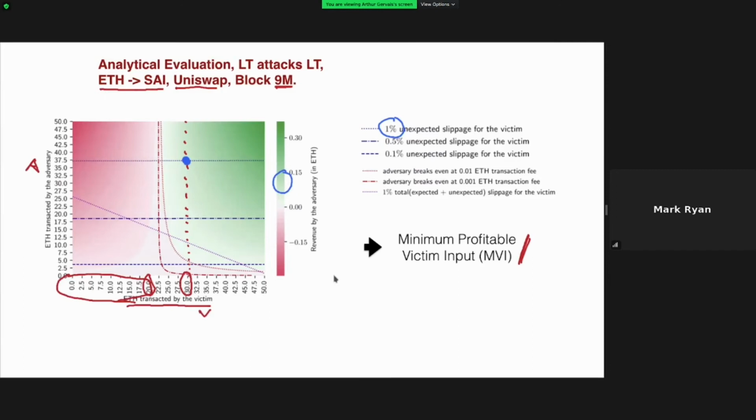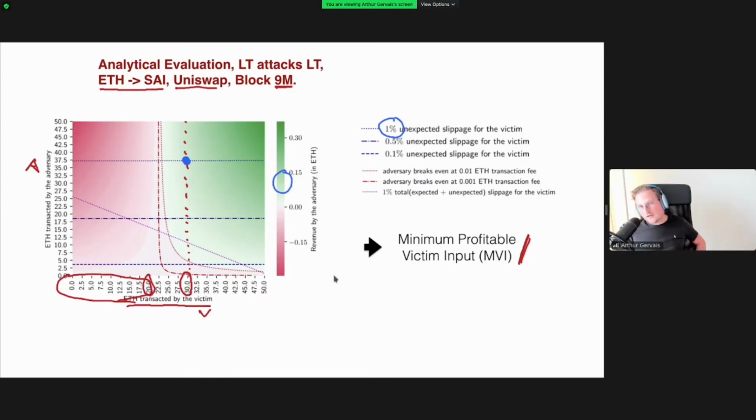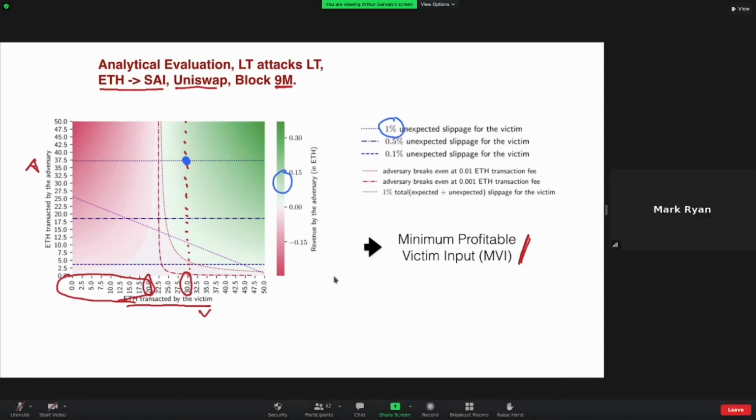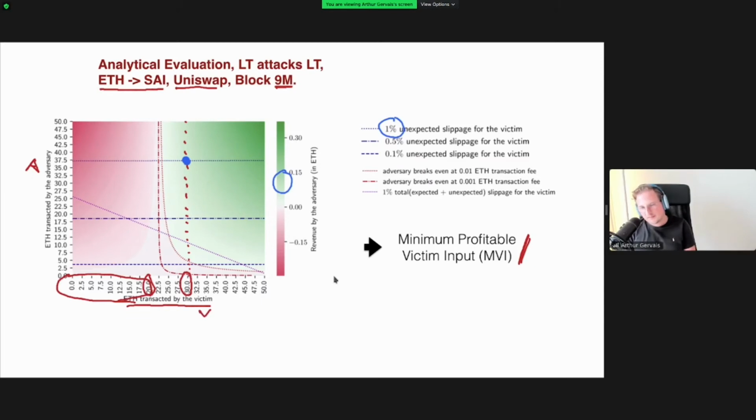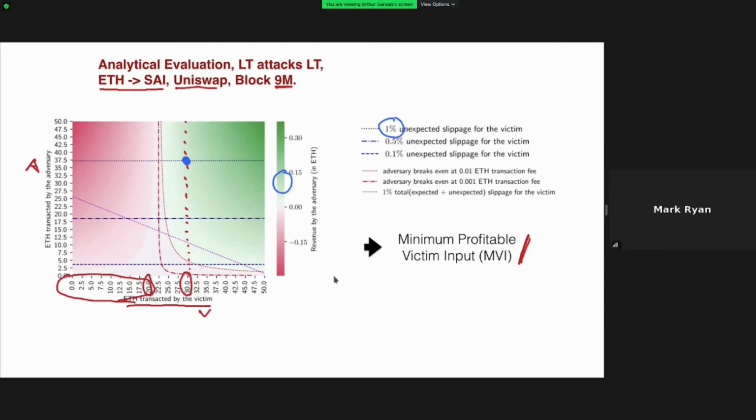First of all, it says block 9M at the top. Is that 9 million? So is that like the 9 millionth block? That's correct. It basically corresponds to a date and time. So you just chose an arbitrary block. Obviously, there's nothing particularly special about the 9 millionth block. That's correct. It's basically a timestamp. Okay, thank you.